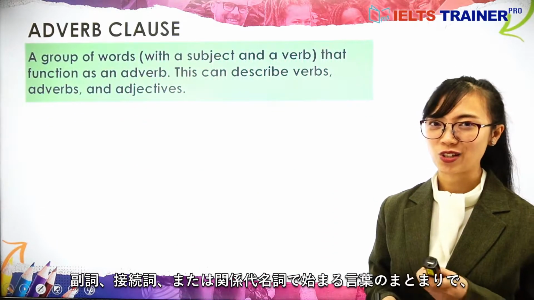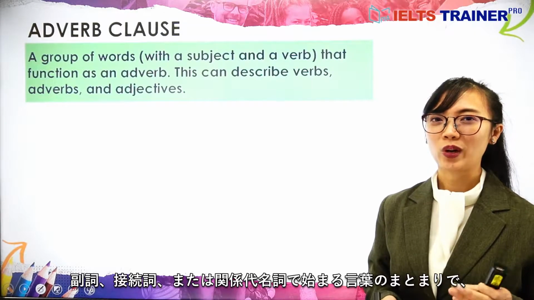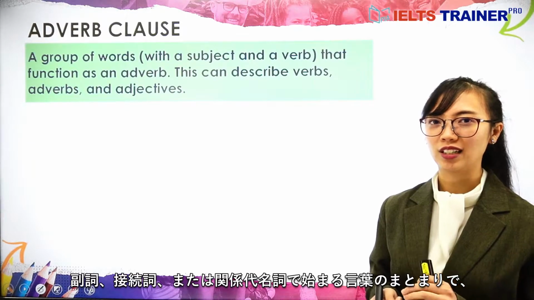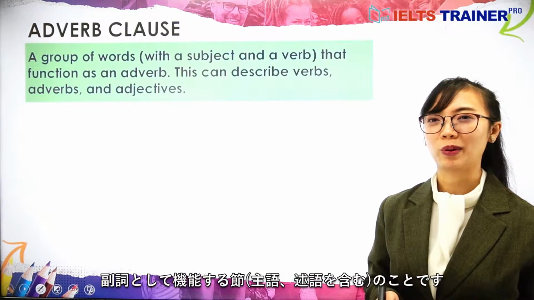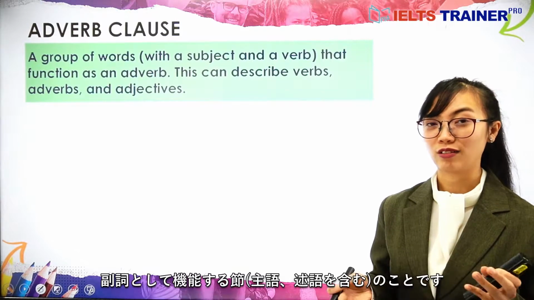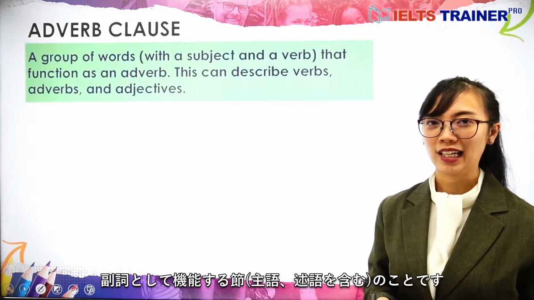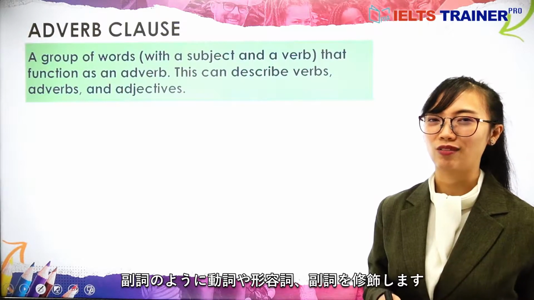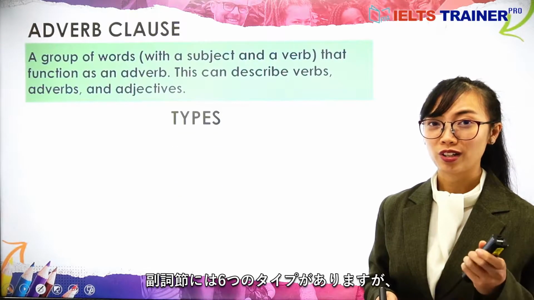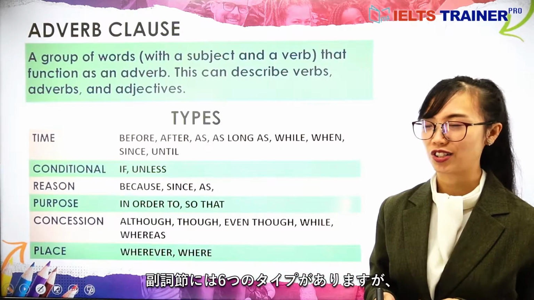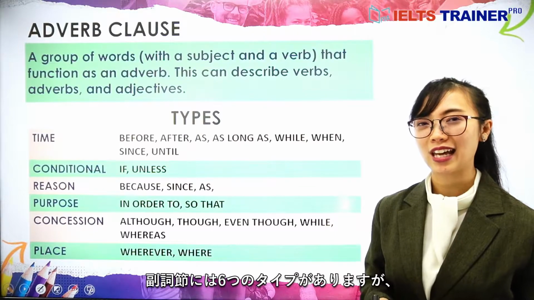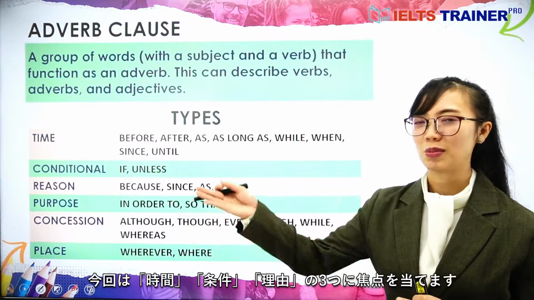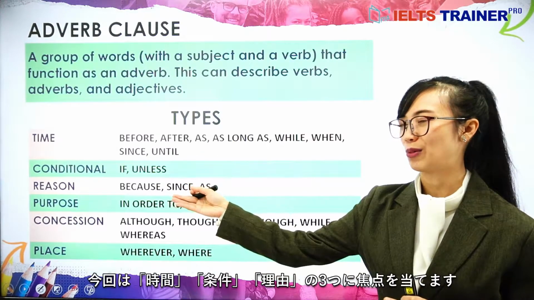This is defined as a group of words beginning with an adverb, a conjunction, or even a relative pronoun, followed by a subject and a verb, that functions as an adverb. Of course, this describes the verb, the adjective, and the adverbs. Now, there are different types. There are actually 6 of them, but for today, we will focus on the first 3. That would be time, conditional, and reason.